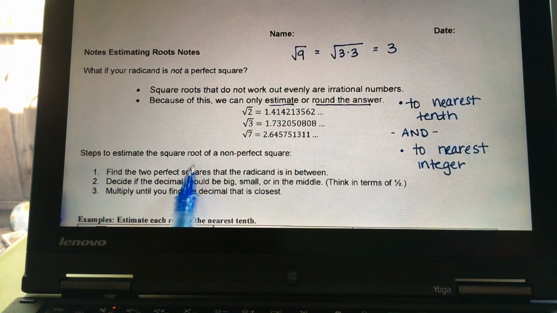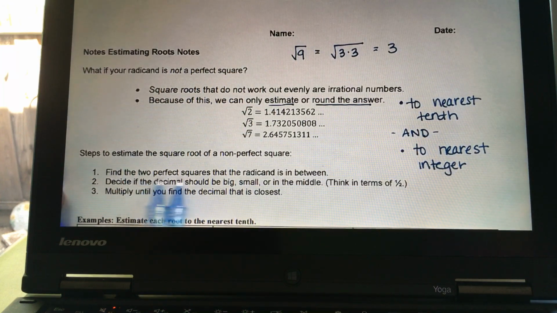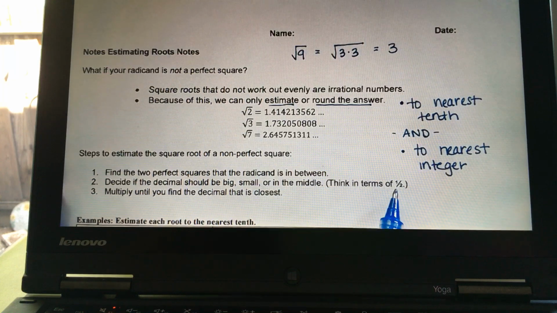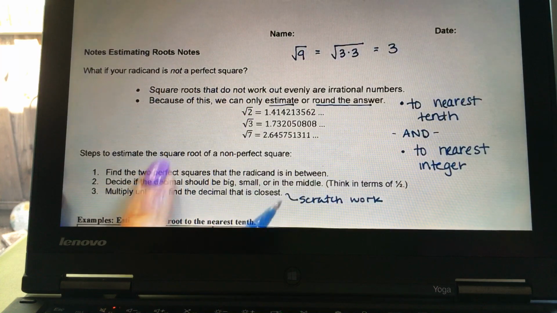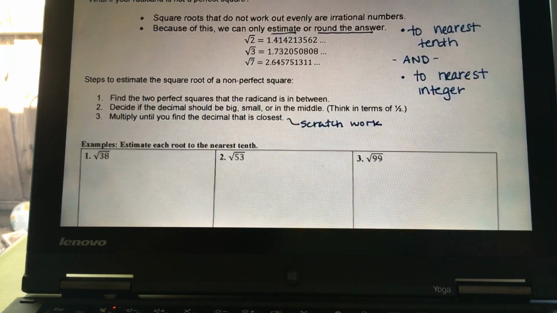So the steps to estimate square roots when they are not perfect numbers. What we're going to do is find two perfect squares that this radicand, the number under the radicand, is between. And then decide if our decimal number should be bigger, smaller, or in the middle. We're going to kind of use a half as our reference point. And then we'll do a little bit of guess and check and multiply until we find the decimal that's the closest. So this is going to require a little bit of scratch work. So we're going to just take a look at a bunch of examples and kind of clarify those steps that we just talked about.